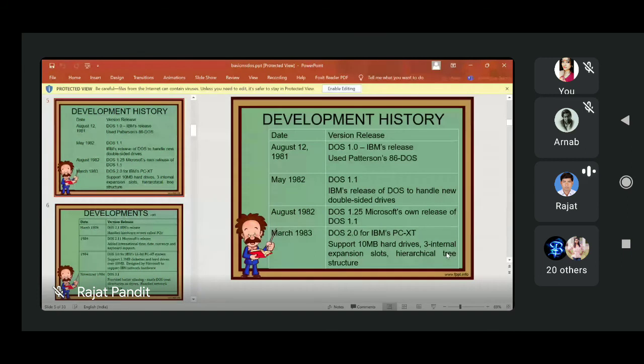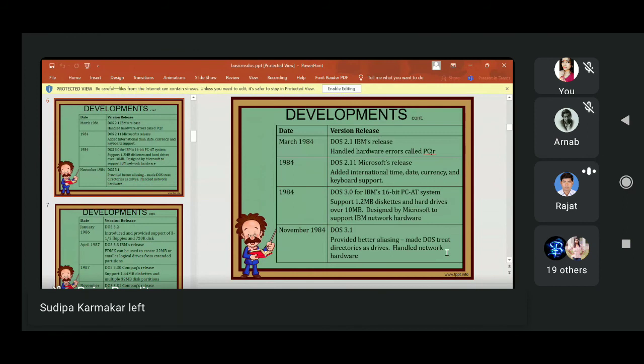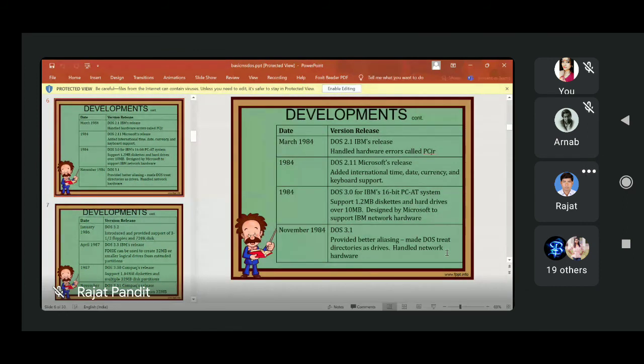So this is the development history. August 12, 1981, DOS 1.0, released by IBM, used Pedersen's 86-DOS. May 1982, DOS 1.1, IBM release of DOS to handle new double-sided drives. August 1982, DOS 1.25, Microsoft-owned release of DOS 1.1. March 1983, DOS 2.0 of IBM PC XT, supported a 10 MB hard drive, three internal expansion slots, hierarchical tree structure. Then another version in March 1984, DOS 2.1, IBM release, handled hardware errors, called PCjr.